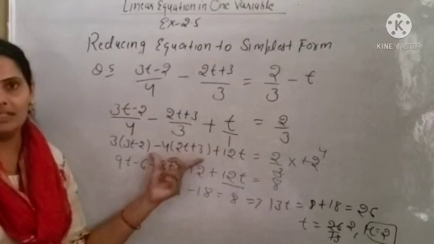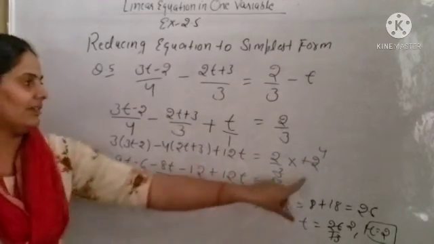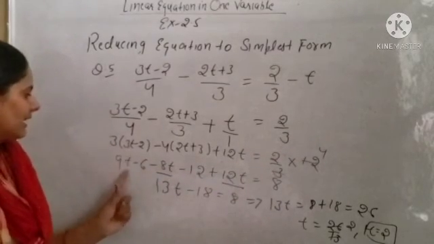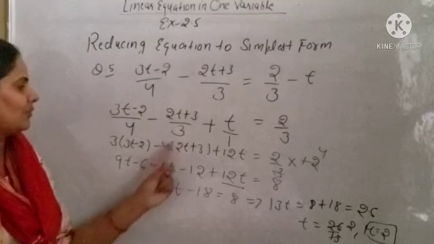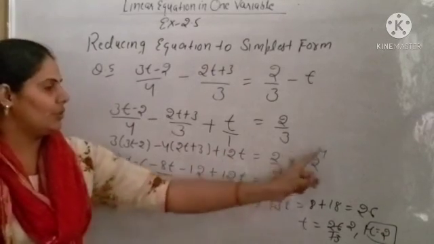12 was in a division this side, so you will take it to the right hand side, and it will come in multiplication. So I have taken it in multiplication. Clear? Now open the bracket. So 3 3s are 9 minus 3 2s are 6 minus 4 2s are 8t minus 12 plus 12t is equal to 4 2s are 8.